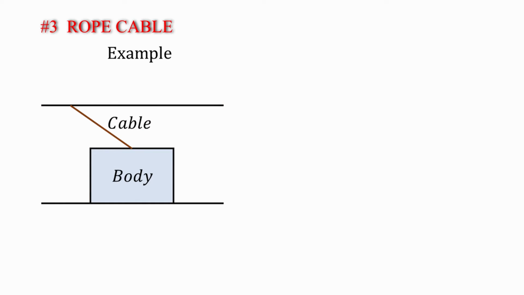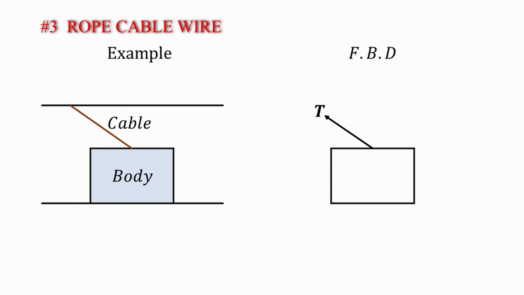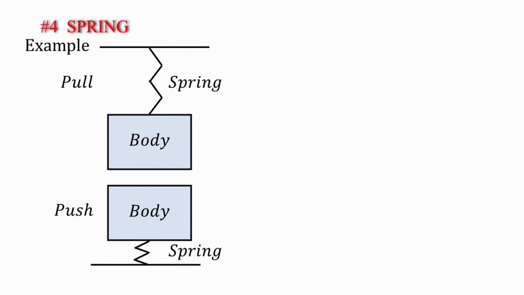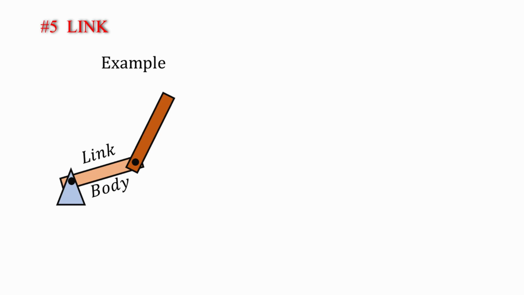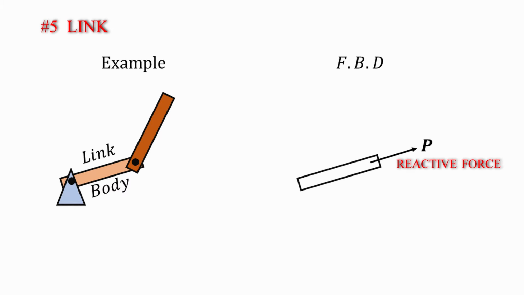Number 3, rope, cable, and wire. These supports are only in tension, so the force is along the cable. Number 4, spring. The reactive force is a pull if the spring is in tension, and is a push if the spring is in compression. Number 5, link. This situation is the same as it is in the spring case.